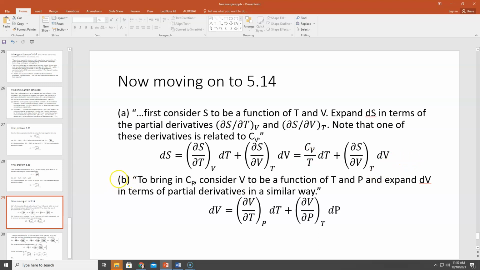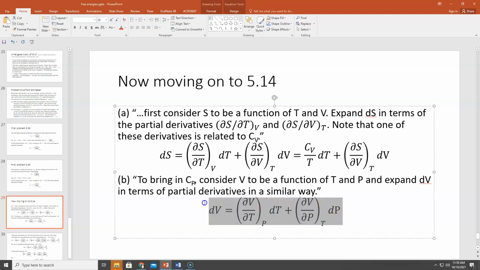Part B says, to bring in C sub P, consider V to be a function of T and P, and expand dV in terms of partial derivatives in a similar way. Now, yet again, this is just calculus. dV would be the partial of V with respect to T holding P constant times dT plus partial V with respect to P holding T constant times dP. This is just a definition of what a differential is from calculus. There it is.